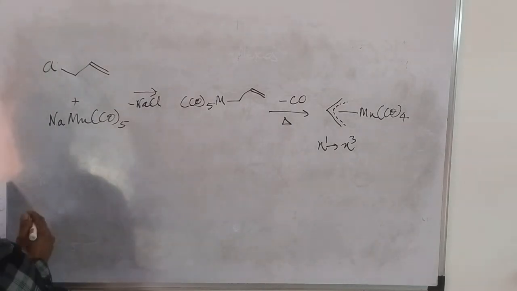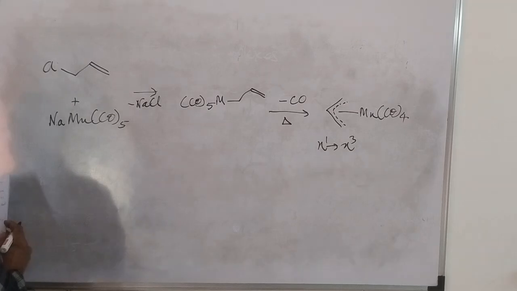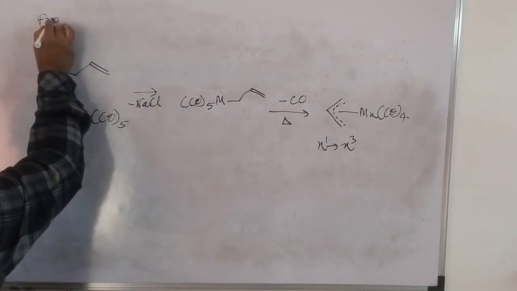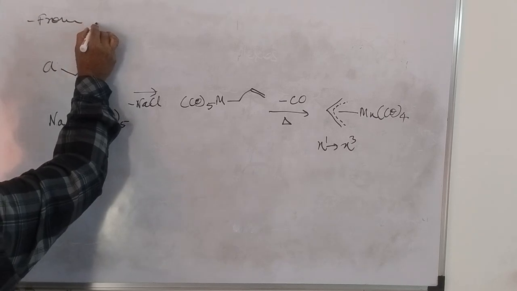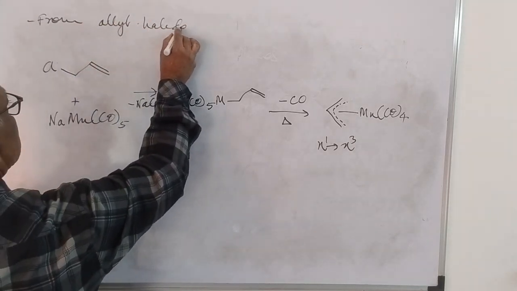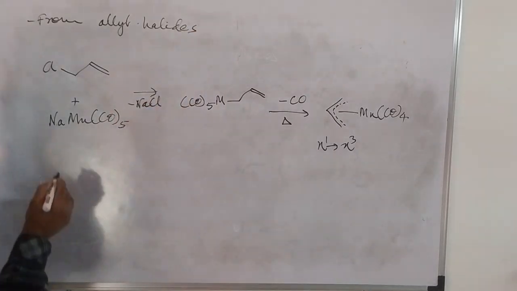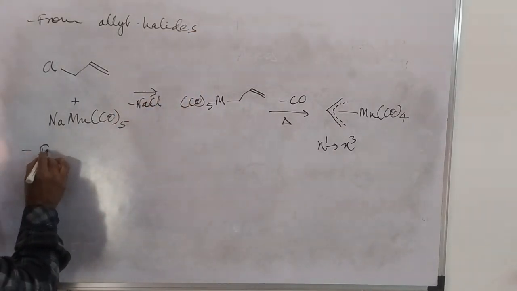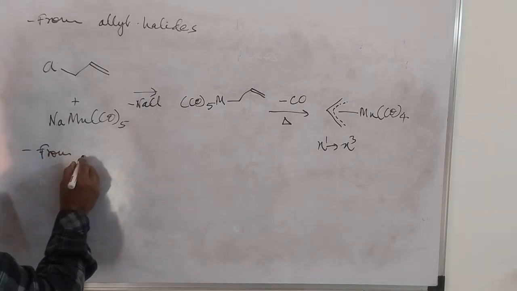Then another method is from allyl halides. This synthesis is from allyl halides. Now you see another example from alkenes.